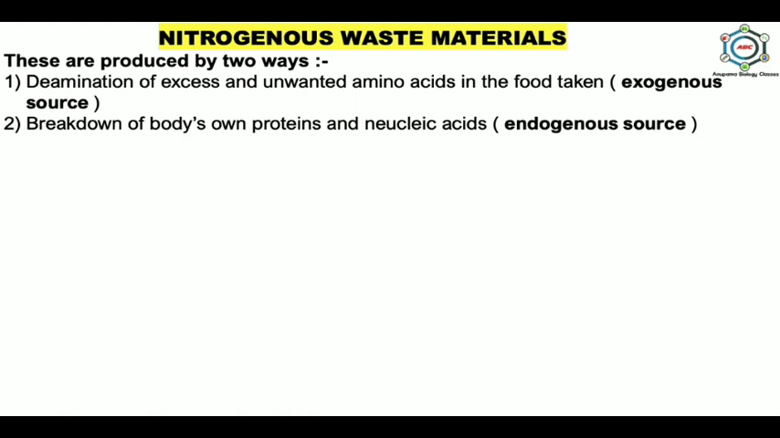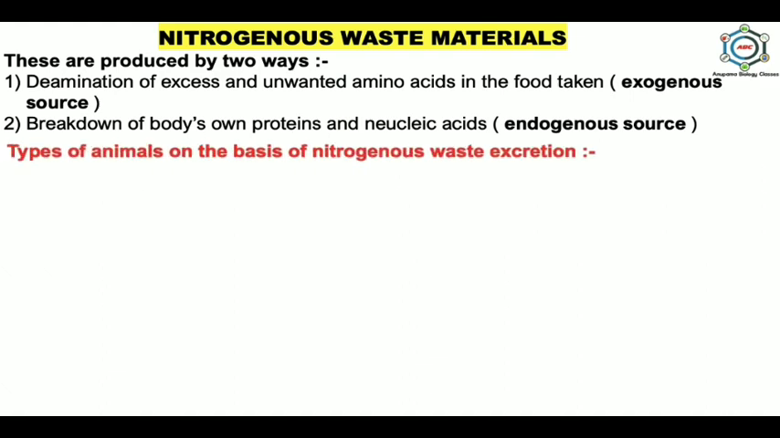Here is a word, deamination. What does it mean? Deamination means removal of an amino group from a molecule, and in the human body it takes place in the liver and kidneys. And exogenous means originating from outside of an organism, while endogenous means originating from within an organism.